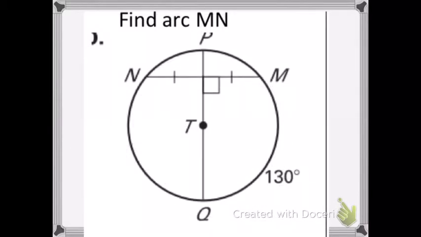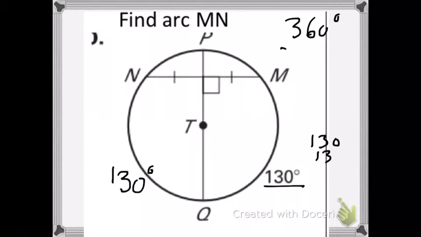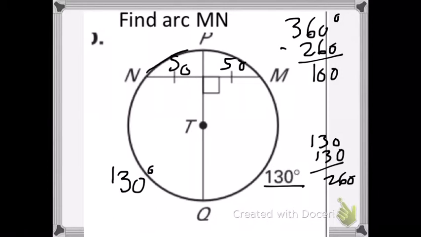Alright, so our first problem asks us to find the arc MF. Well, we know that these are equal distance right here. So if that side's 130, this side's 130. We know a circle has 360 degrees in it. So 360 minus 130 makes 260. So 360 minus 260 equals 100. So we know that each of these sides is 50. And it asks us to find the arc. So we know that arc MN is equal to 100.